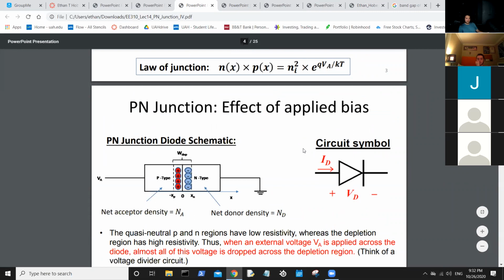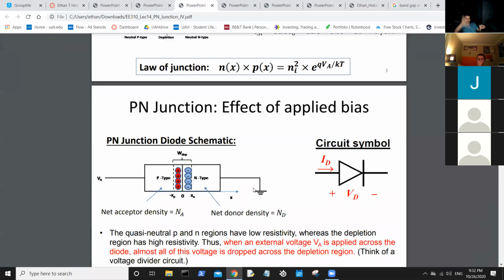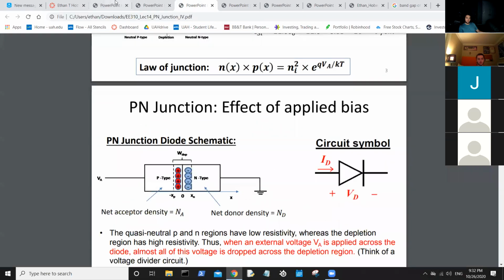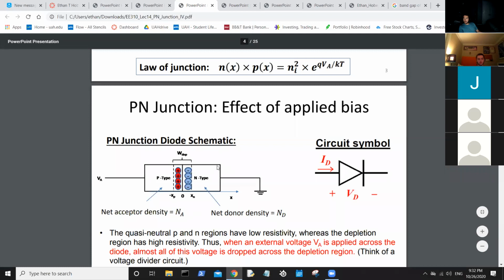All right. So this is the traditional electrostatics of the p-n junction that we're used to dealing with. One's got the positive side and one's got the negative side. So he's asking here, which of the following is true about the forward biasing? So in forward bias, you want to minimize that depletion region. So if you want to minimize the depletion region here, you want to operate it like this. This minimizes it. This is operating on the forward bias.